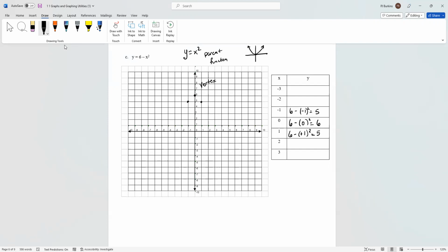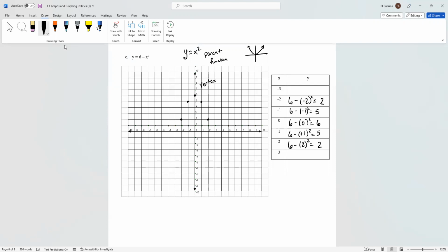Right, so let's do 2. 6 minus 2 squared. 2 squared is 4. 6 minus 4 is 2. And if I plug in the negative counterpart, right, negative 2 squared is also 4. 6 minus 4 is still 2. So I get 2 for both of those. So those ordered pairs are 2, 2, and negative 2, 2.